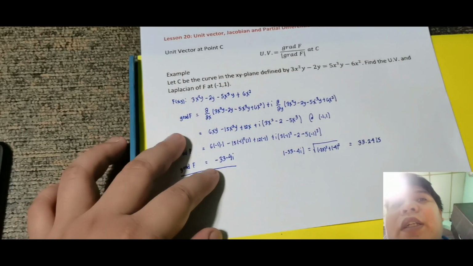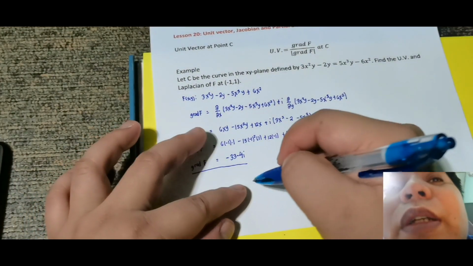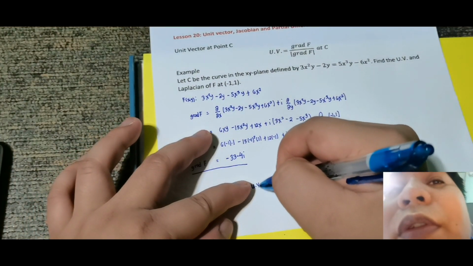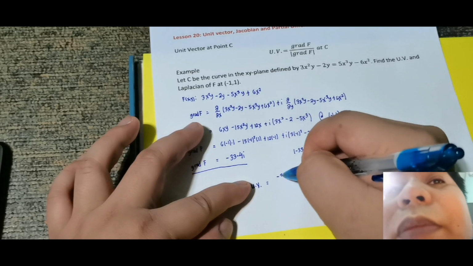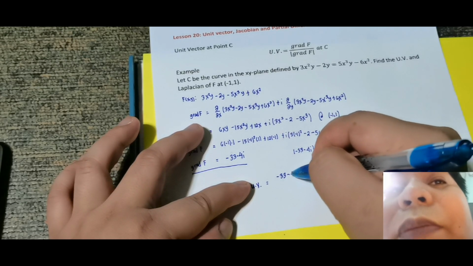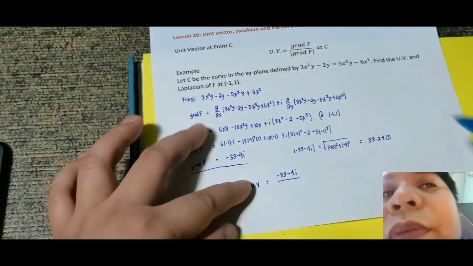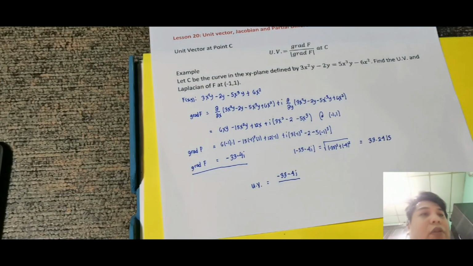Okay, so what is the unit vector? So the unit vector is equal sa negative 33 minus 4i all over, so I think wag ko kunin yan, sorry. Hindi siya eksakto no. So 33 squared plus 4 squared.